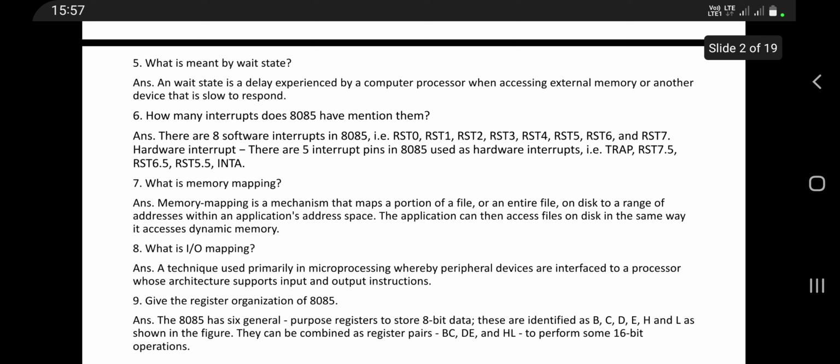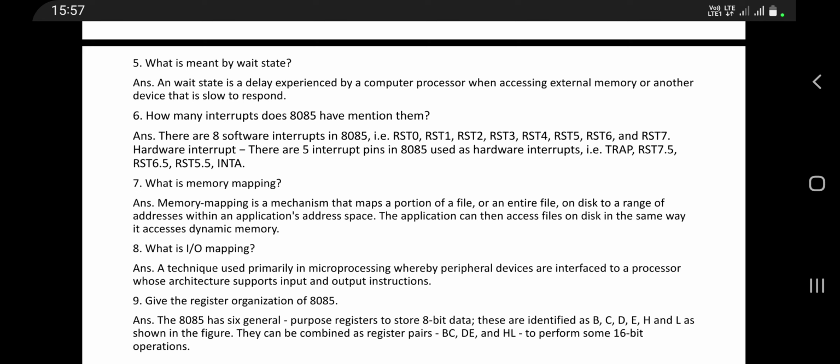Next is, what is memory mapping? So this is very important. During the study of 8085 architecture, we have already discussed memory mapped IO and IO mapped IO. So here simply you can say that it is a mechanism that maps a portion of a file or an entire file on disk to a range of addresses within an application's address space, and the application can then access files on disk in the same way it accesses dynamic memory.